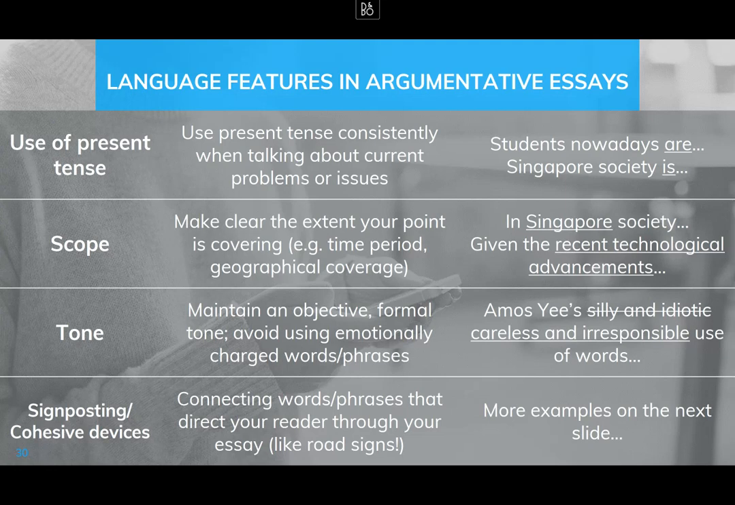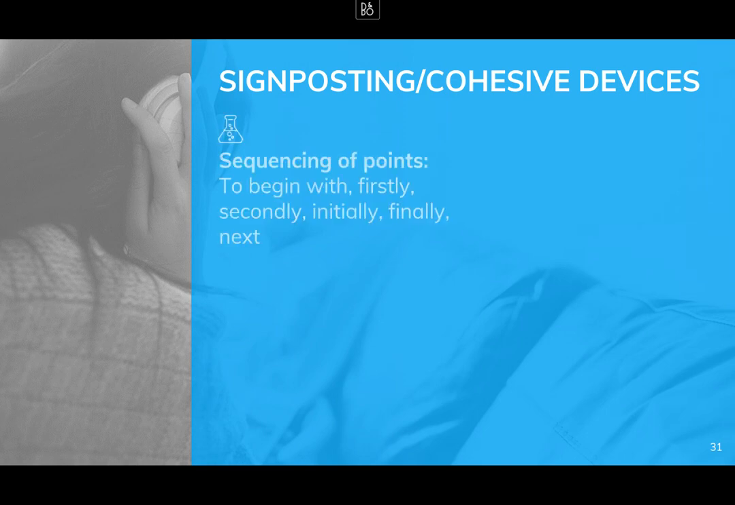And lastly, we will be looking at signposting and cohesive devices, which are connecting words or phrases that direct your reader through your essay, as well as stitch your essay together such that it becomes one seamless, coherent essay. Okay, let's take a look at some examples. Okay, what do we mean by signposting or cohesive devices?